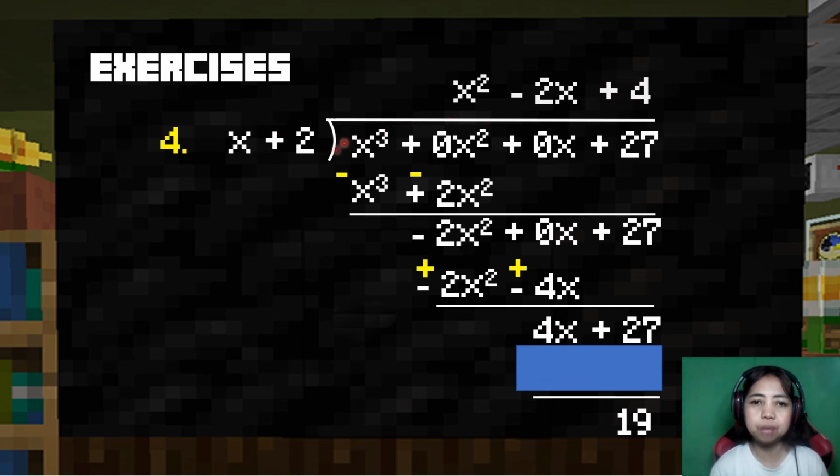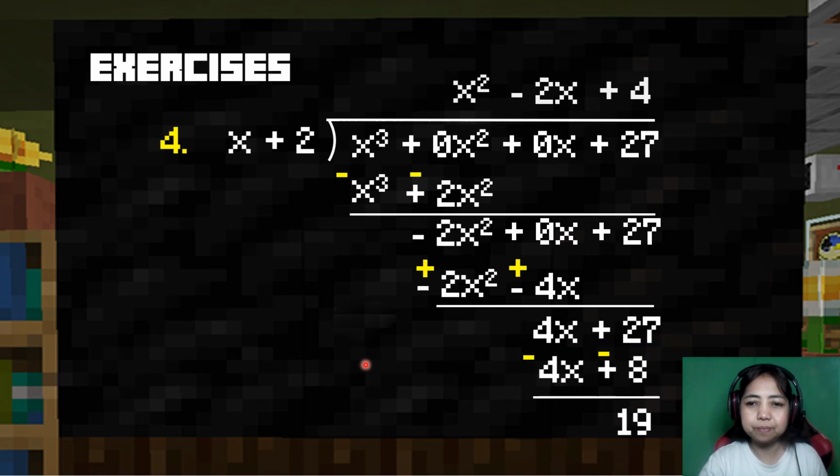And then, 4 times 2. Yun ang ating sagot dito. So, what is it? 4 times x is 4x. And 4 times 2 is 8. Ayan. And then, we subtract. Don't forget to change the sign. This will be negative. This will be negative. So, cancel na to. But in here, we have 27 minus 8 is 19. Ito na ating remainder.